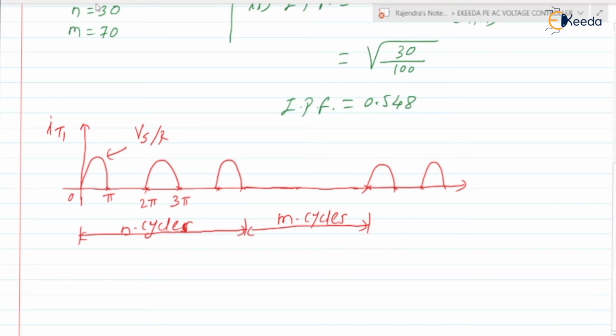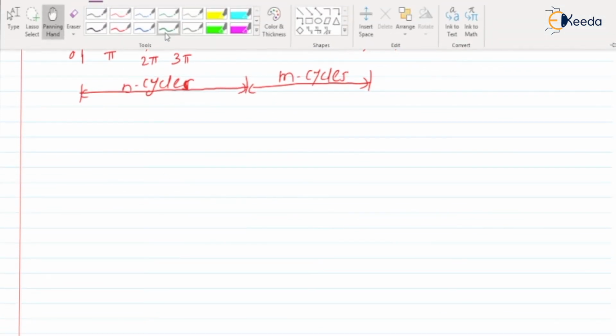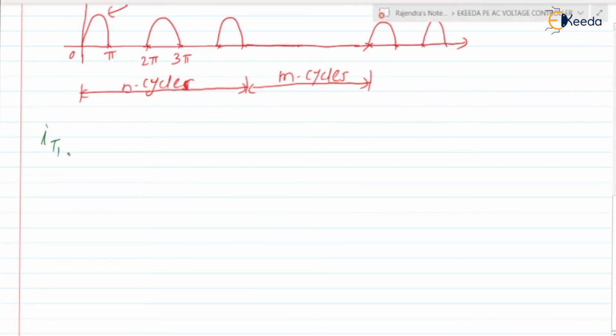Now can we find IT1 average? Yes, we can write IT1 average. Out of M plus N cycles, for N cycles only we are getting the pulses. So it is N upon M plus N, into 1 by 2 pi, integration from 0 to pi. Because corresponding to M plus N cycles we are getting only N pulses, so it is N upon M plus N.